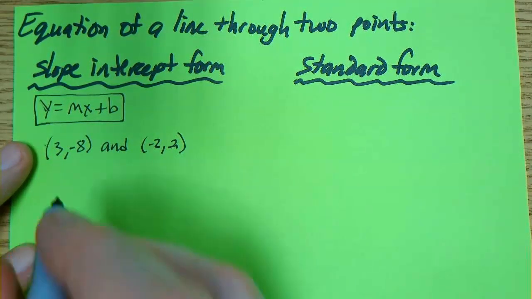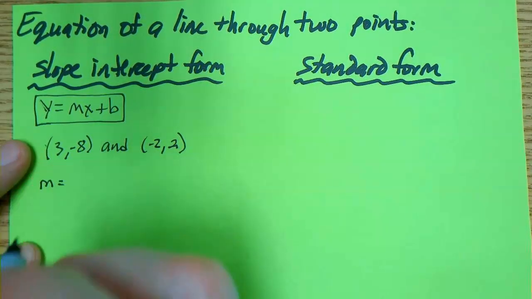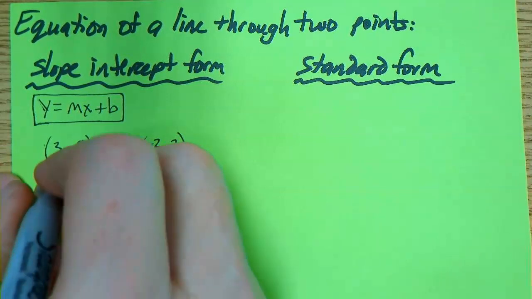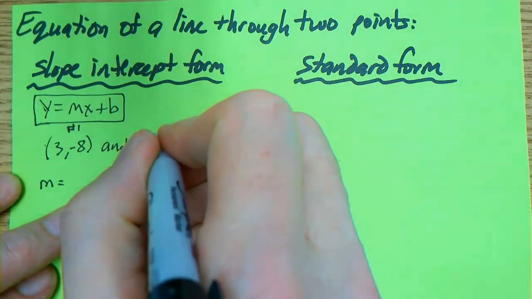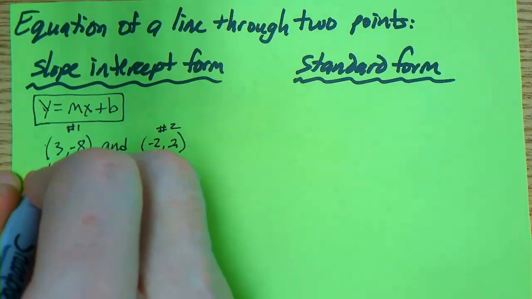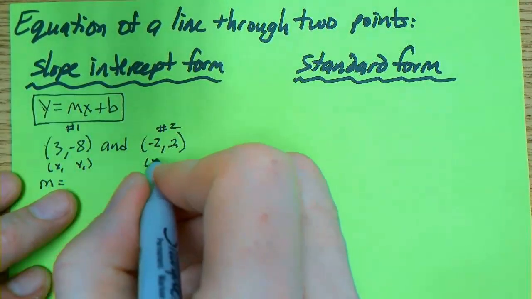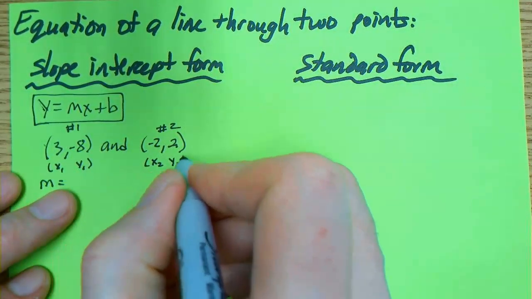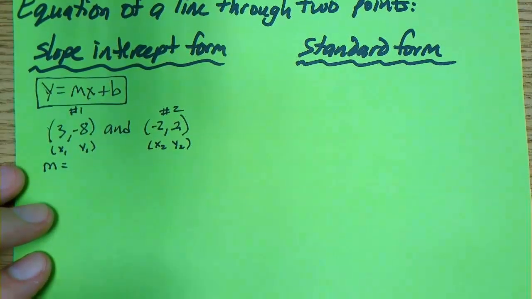Okay, first of all, we've got to find the slope of this line. So the slope, and I'm going to designate this one as point number 1. This one I'm going to designate as point number 2. So that makes this my x1, y1, and this makes my x2, y2. All right? And now what we want to do is find that slope.